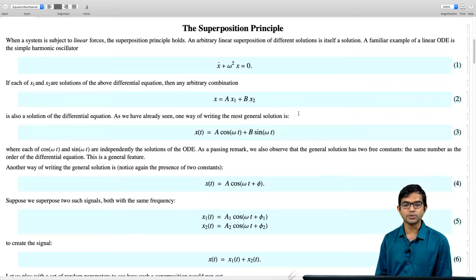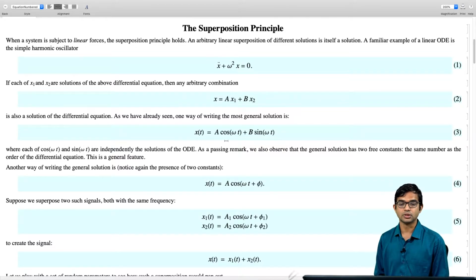And then what happens in this particular example, the simple harmonic oscillator, is that of course we know that cosine omega t is one solution, sine omega t is another solution, as you can verify by explicitly plugging these functions into the equation. And so in fact, the general solution for this x of t is going to be a times cosine of omega t plus b times sine of omega t.